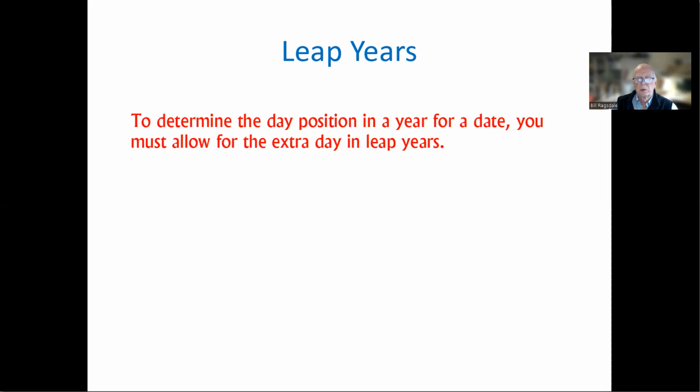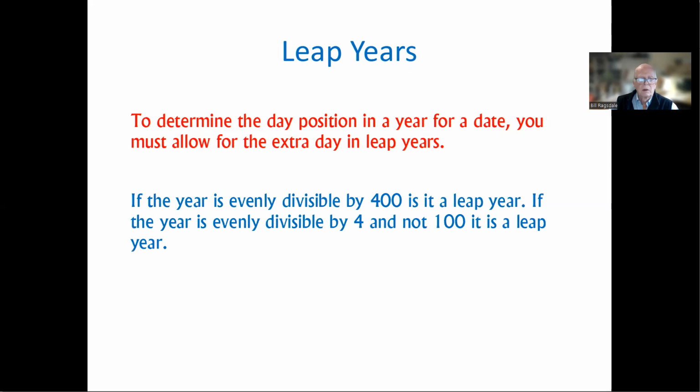The starting point is we need to isolate and react to the leap years. We all know and understand those. The formula is that if the year is evenly divisible by 400, it is a leap year. And if it is evenly divisible by 4 but not 100, it's also a leap year. A couple of examples: 2000 is a leap year because it is divisible evenly by 400. 2001 is not a leap year because it is not divisible by 4. 1900 is not a leap year because it is divisible by 100.